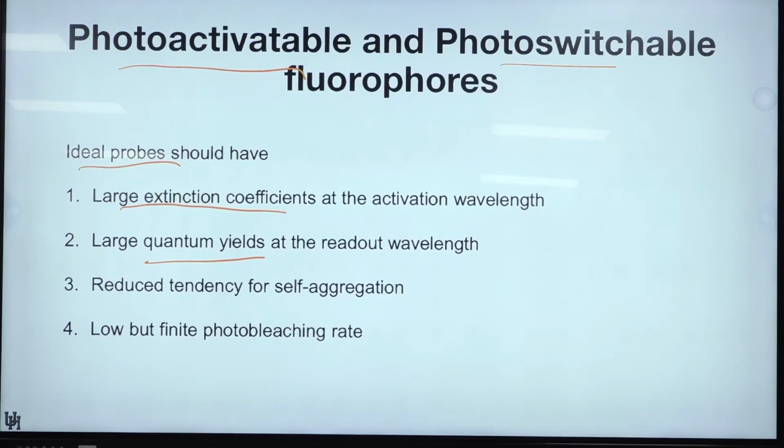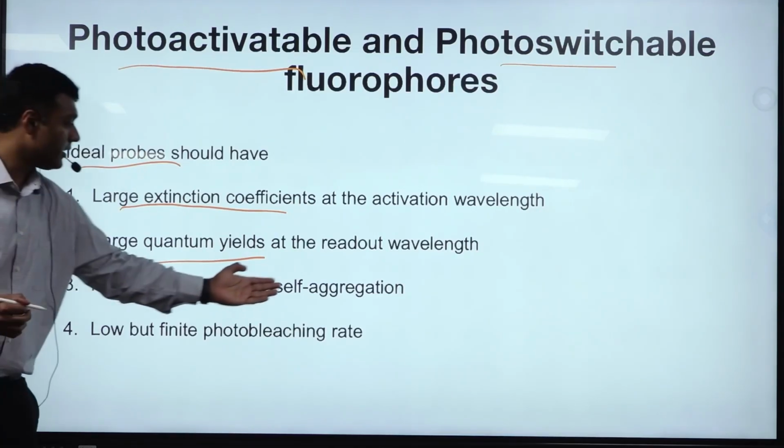So its extinction coefficient is basically, if light falls, how much of the light gets absorbed. And this quantum yield means, of the light that is absorbed, how much is emitted back, what fraction comes out. Okay, those are all important.